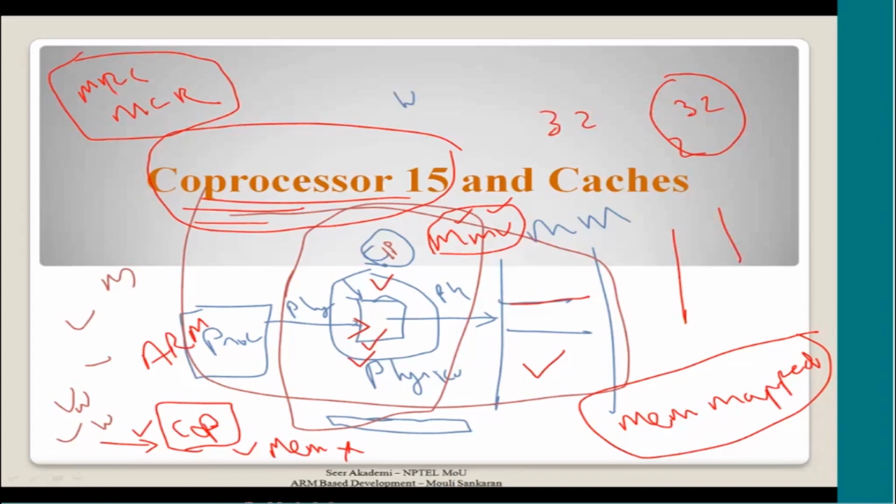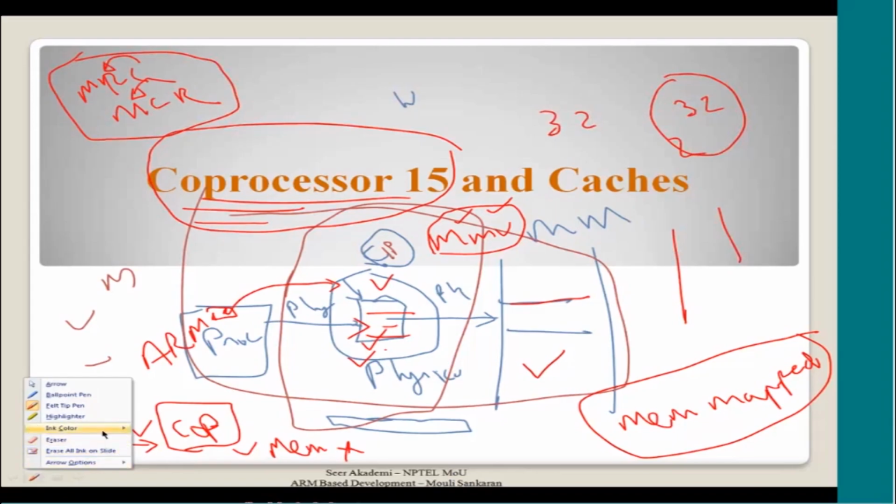MRC, MCR is what? Either coprocessor to register, one of the ARM registers, or register to coprocessor. So inside an ARM register, some contents can be written, and then it can be written into the cache controller. So you have to assume the cache controller. See, the cache is what we have seen so far. The cache controller is a totally different element which is associated with the cache. So let me call it a cache controller. This is mapped to the coprocessor world. So it is mapped to coprocessor 15.